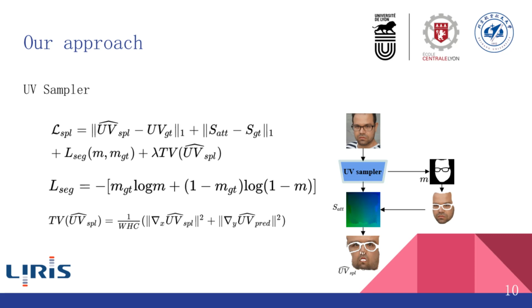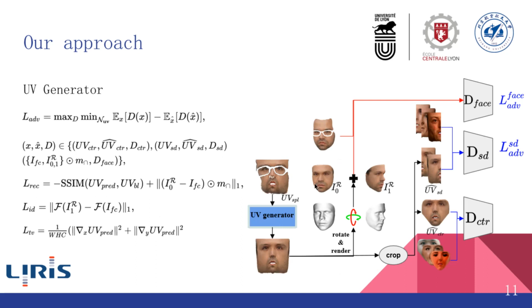The module is trained by the following losses: the reconstruction loss of the output, the attention map, where the ground truth is obtained by the fitted 3D shape, the binary cross entropy loss for the segmentation branch, and the total variation loss to reduce the noise. The UV generator follows a classic encoder-decoder structure. It takes the incomplete UV sample and predicts the complete UV map.